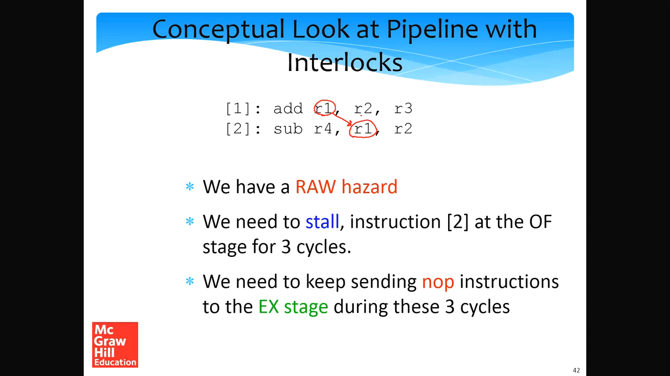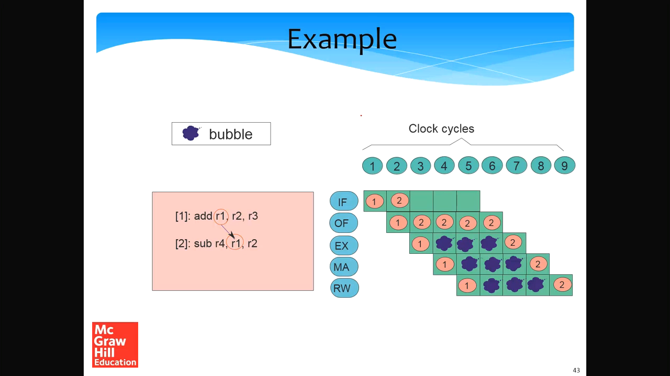So how do we achieve that? Well, we need to, in a sense, simulate software in hardware. So what we do is that we need to keep sending no-op instructions to the EX stage during the next 3 cycles, till R1 gets written and instruction number 2 reads the value of R1. So let's consider an example. Let's consider again the same two instructions, add to R1 and read from R1.